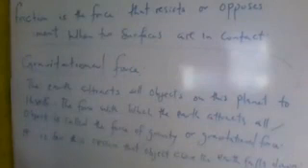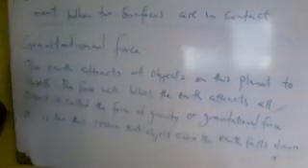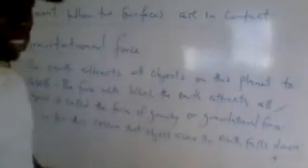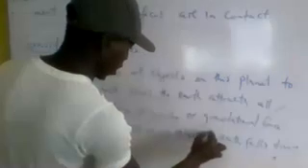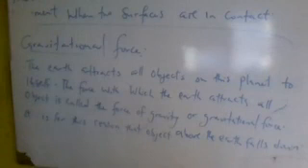So now, I said the earth attracts all objects on this planet to itself. The force with which the earth attracts all objects is called the force of gravity or gravitational force. It is for this reason that objects above the earth fall down.